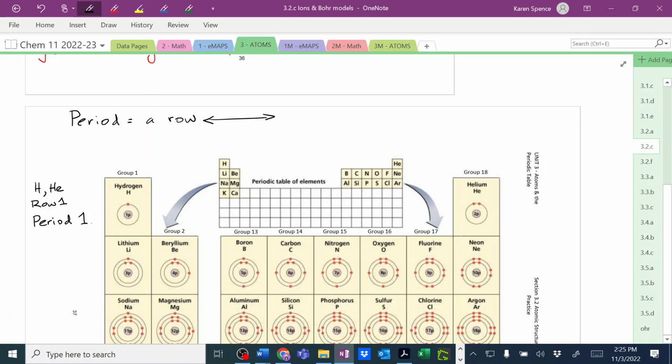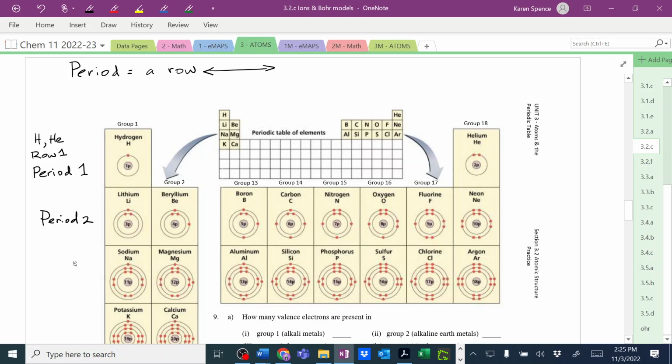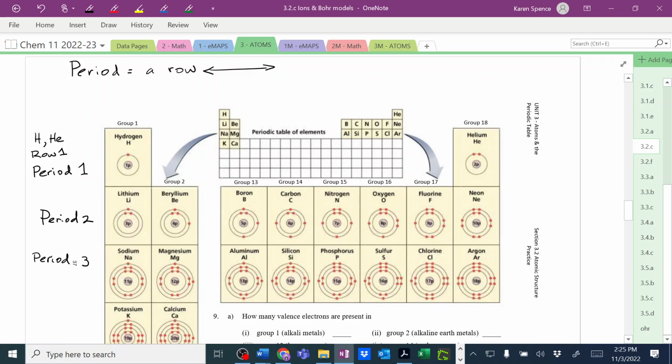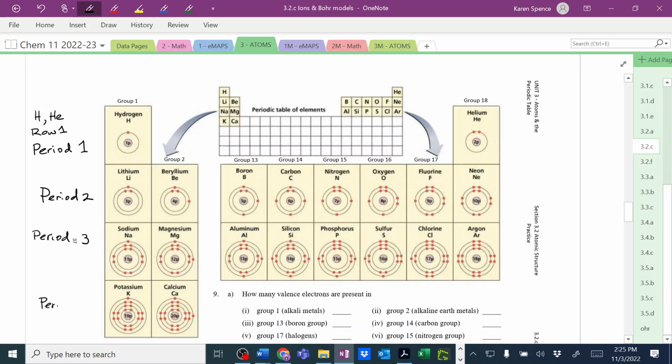Period number 2, you've got lithium, beryllium, and then you'll notice we skip over that gap. We've got lithium, beryllium, gap, boron, carbon, and so on. Yes, that's period 2. Then period 3 is row number 3. And then we have period 4. That's what we call the rows, or periods.